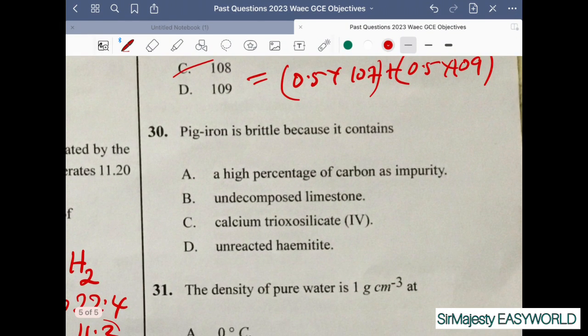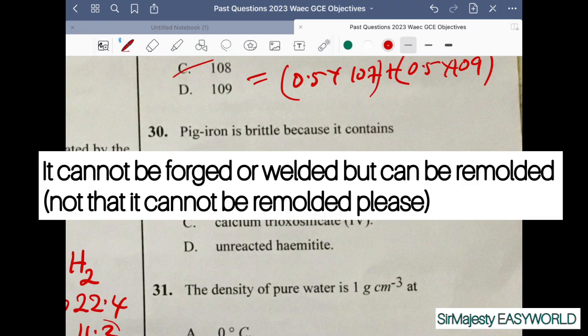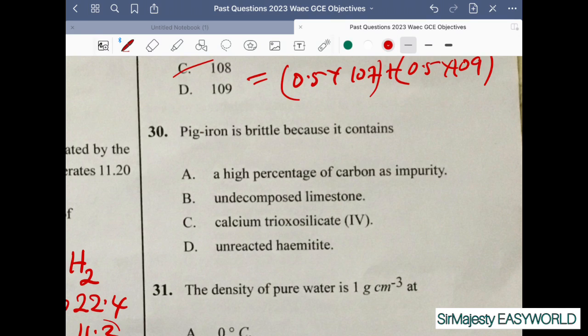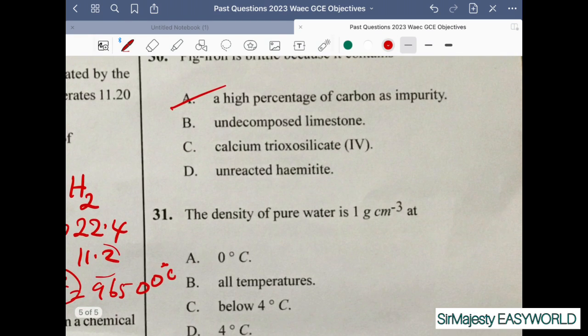That's the answer. Then number 30 says pig iron is brittle because it contains brittle, meaning it cannot be forged, it cannot be remolded, it has a low tensile strength. So that's pig iron, and pig iron is the iron that comes out directly from the blast furnace. Probably the brittle nature is because it has high percentage of carbon as impurities, which when remelted and then treated well will give you cast iron. On further treatment gives you wrought iron. Wrought iron is the purest form of iron and is the one that can be welded and forged, and it has high tensile strength, used for production of chains.